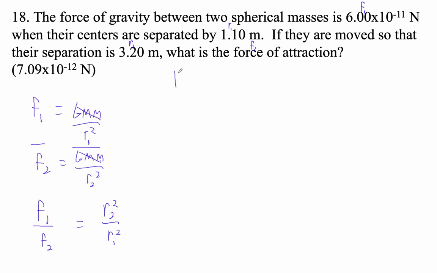Okay, so I'm going to rewrite that. I'm going to go F2 over F1 equals R1 squared over R2 squared. I just flipped them both over because this is easier for me to picture, right? Because now I can just multiply by F1, and now I've got an expression for F2.